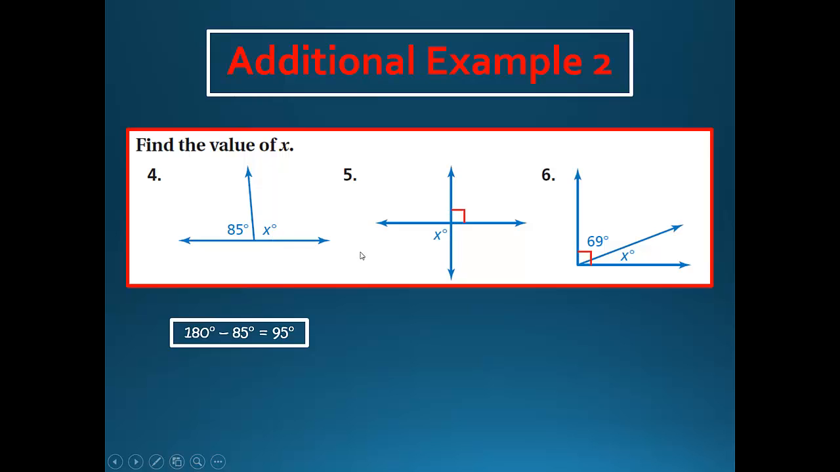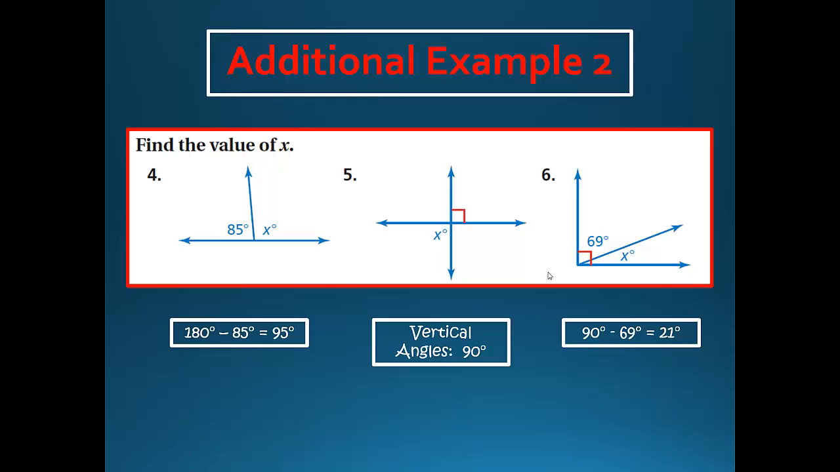For number 5, the angles that we have are vertical angles. We know that this angle here is 90 degrees, and x is a vertical angle. Vertical angles are equal, so this x is 90 degrees. And for number 6, our two angles equal 90 degrees. They are complementary. So we can take 90 degrees and subtract 69 degrees, and we would get 21 degrees. So x would be equal to 21 degrees.